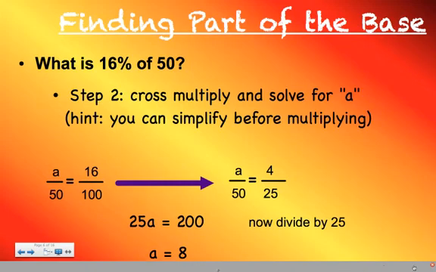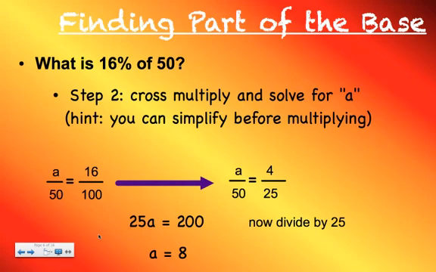So our a, or our numerator, our part of the whole, is 8. So 8 over 50 is equivalent to 16 over 100. Again, if you remember in section 1, we can double check this because we now have 50 times 2 is 100, 8 times 2 is 16. Okay, we're not always going to be able to do that because we're not always going to have a number that easily goes into 100 to check. But as long as we do our cross multiplication and division correctly, we'll be okay.